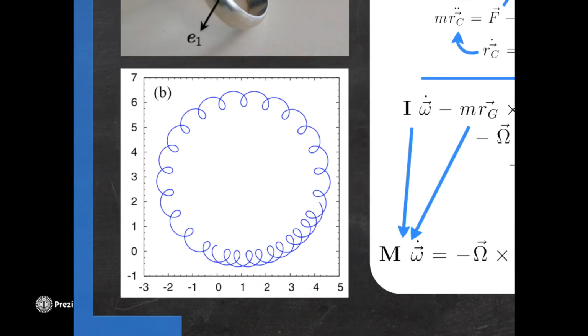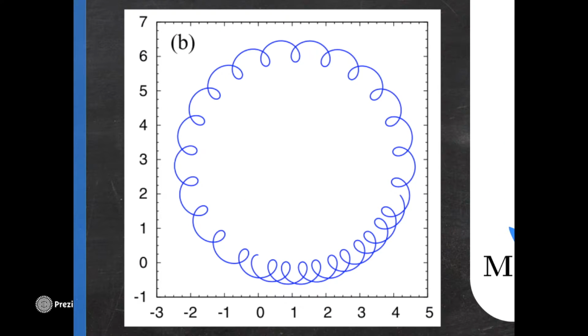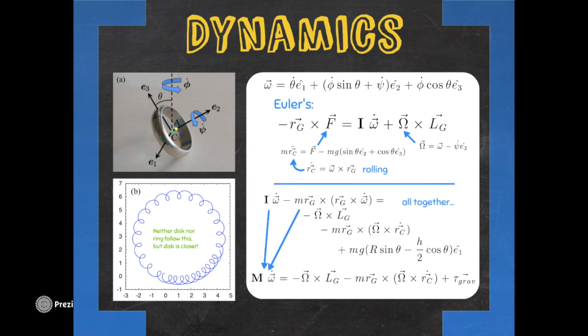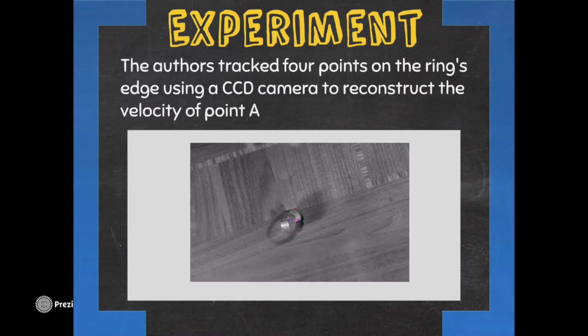Now what happens? This is how it should look. Based on these equations, this is the trajectory that we should get. Now I want you to notice that neither the disk nor the ring follow this trajectory, but the disk is definitely closer. There's certainly no sort of retrograde turn where this inflects and goes the other way. If anything, you can imagine that the disk is following this, but because of some losses, it starts spiraling inward. But there's no resemblance to what the ring does here. All right, can you appreciate that? So, with these dynamics in place, let's take a closer look at how they explored this experimentally.